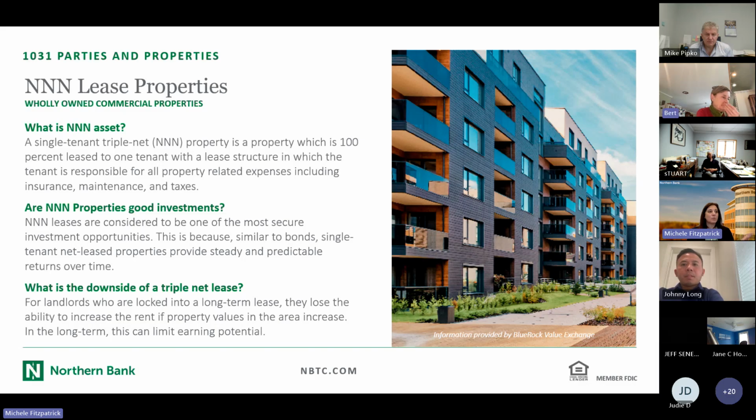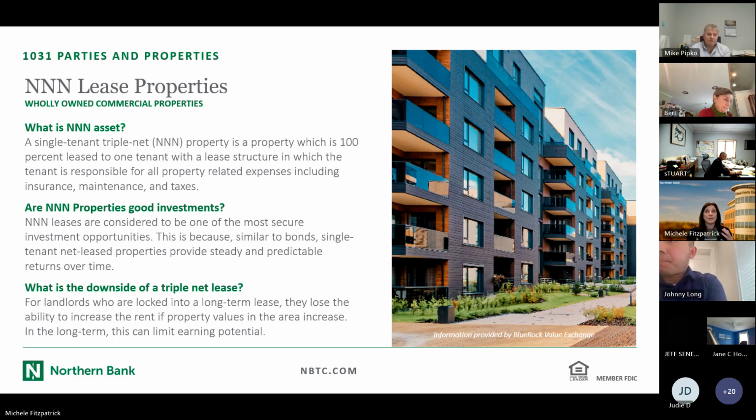A triple net lease property is a property where there's a single tenant that pays 100% of everything: the expenses, including the insurance, the maintenance, and the taxes. So you've got one tenant handling everything. Oftentimes they're commercial properties like AutoZone, Dollar Tree, or Dunkin' Donuts. You buy that building and then you have that one tenant that handles all of it. Triple net leases are considered to be some of the most secure investment opportunities.